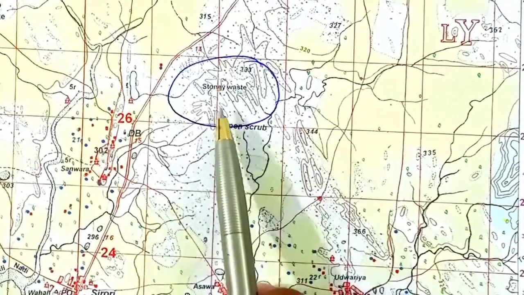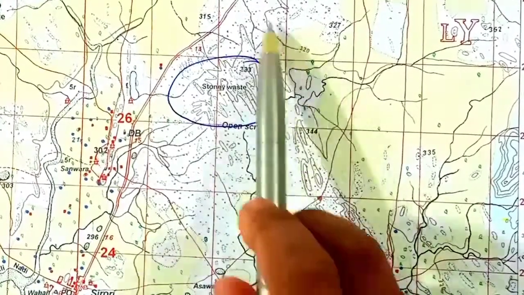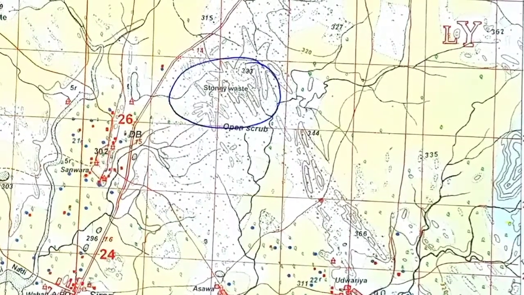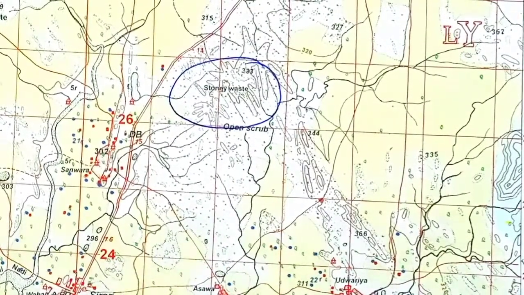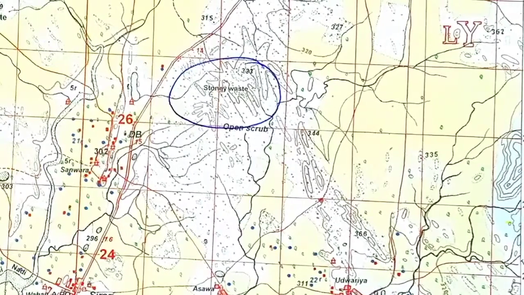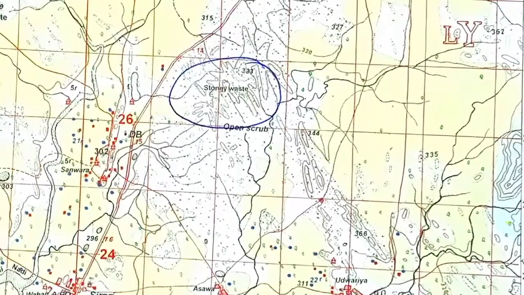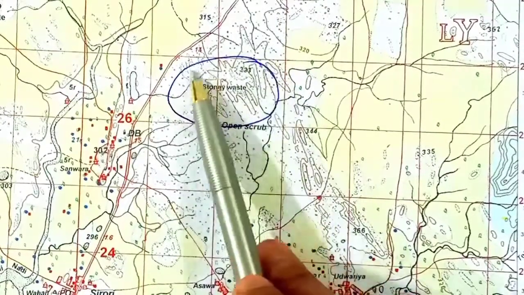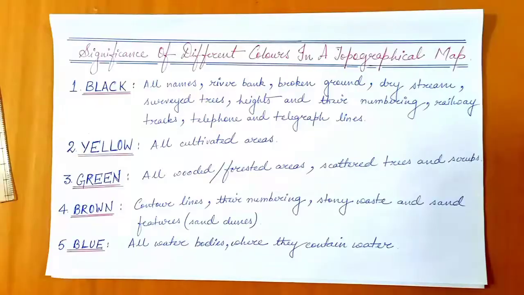Now even stony waste, it's an area where stones are there, and this area is mostly used for stone cutting. So this area is also shown with brown color. You can see the brown lines indicating stony waste.